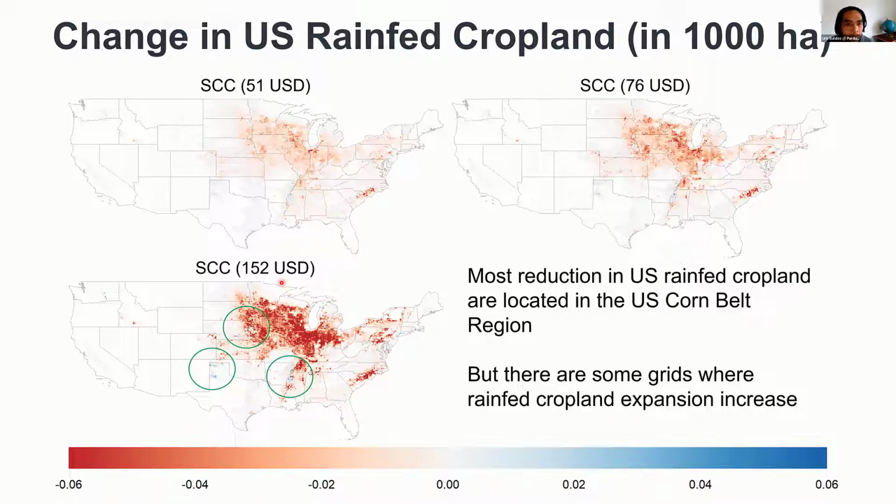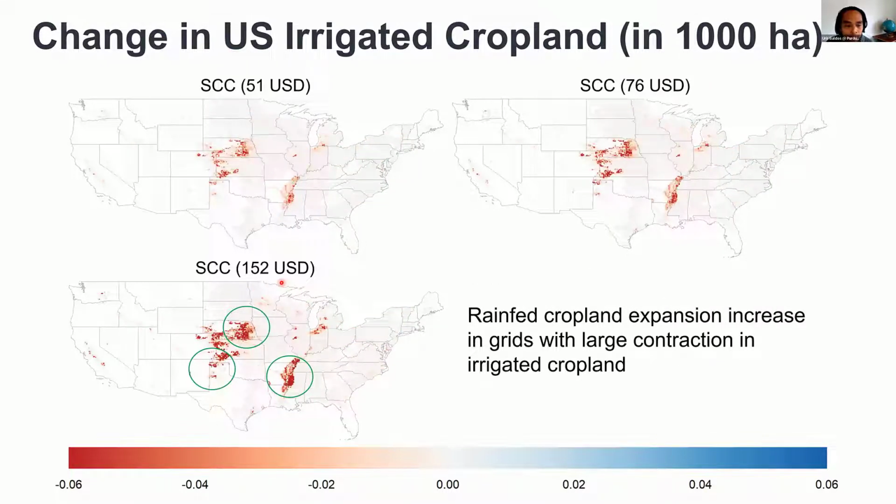And if we look quickly at the irrigated areas, you can see that the expansion in the rain-fed area is actually occurring where you have a large reduction in irrigated cropland area. So at least from these results, it seems that there's this movement away from irrigated cropland systems to rain-fed cropland systems, at least for some of the grid cells.